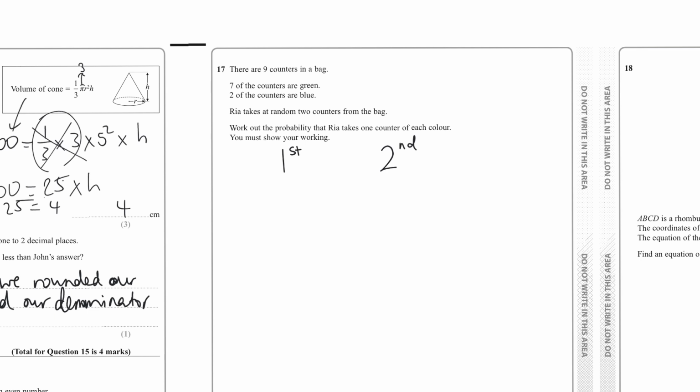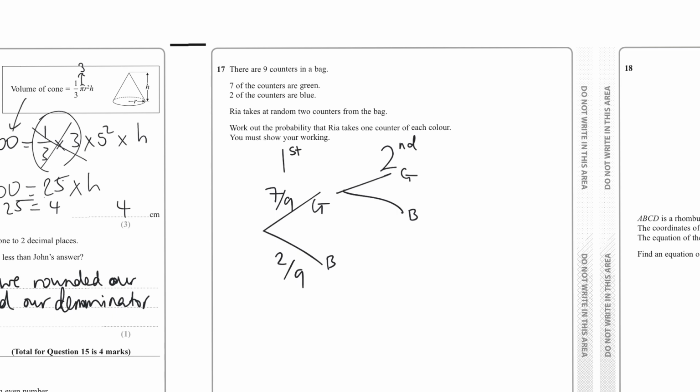So firstly, let's split it up. So we had 7 greens. So 7 out of 9. So remember with our trees, always put them as fractions. Then for the blue, it was 2 out of 9. And then for the second time, it's going to be the same probabilities. But remember, you could have 2 outcomes again. So because you've taken a counter out of the bag, let's say you took out a green first.